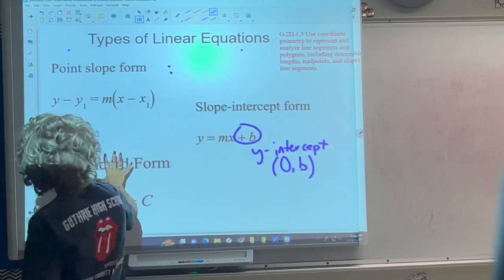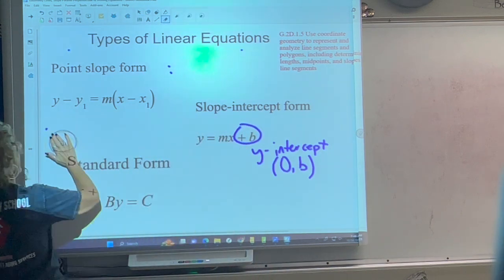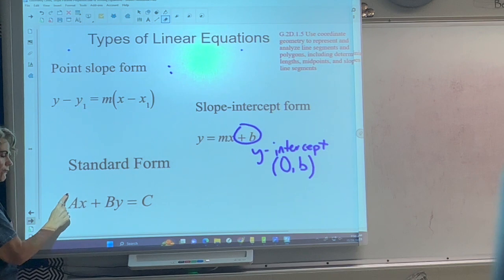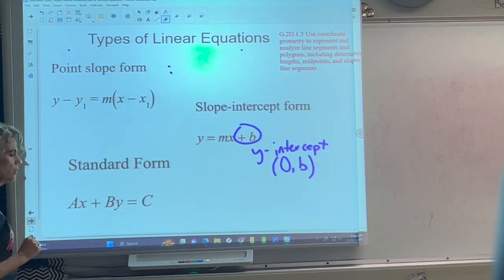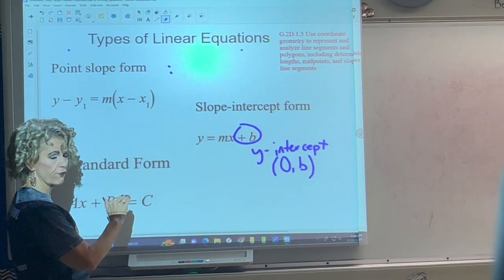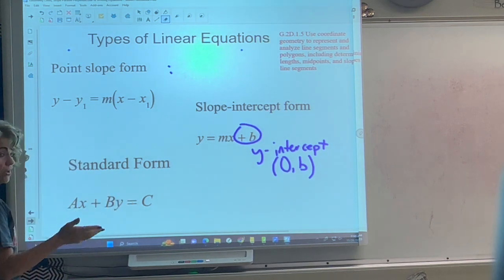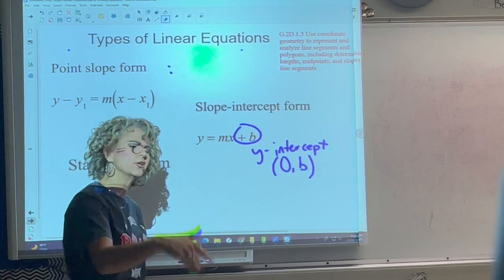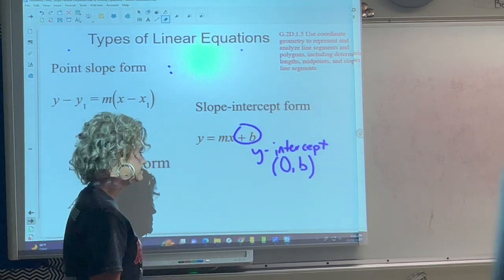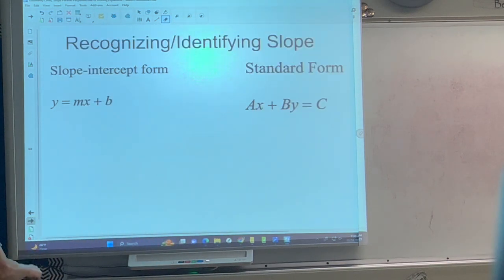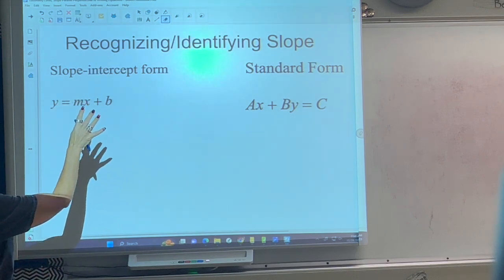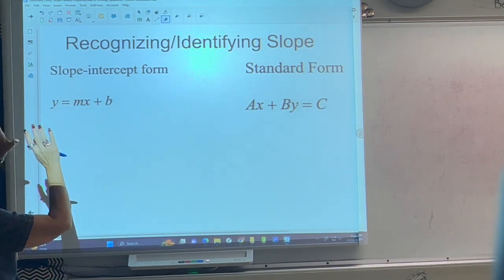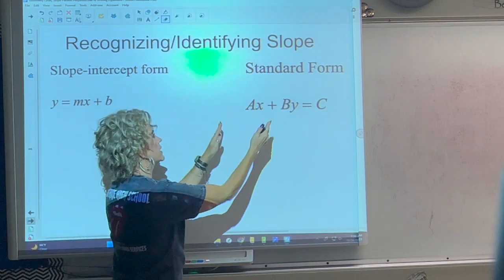So you have to know this form. You have to remember that our leading coefficient, our a value, cannot be negative. You have to remember that we have no fractions. And we'll get to that. I'll show you. If we did get a fraction, we're going to get rid of it easy peasy, okay? All right, so here we go. We're going to start out just recognizing slope when it's in slope-intercept form or when it's standard form.